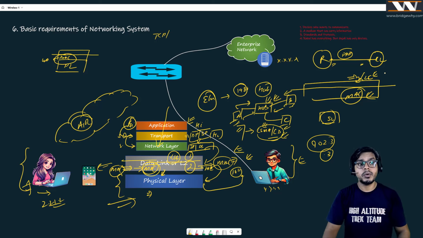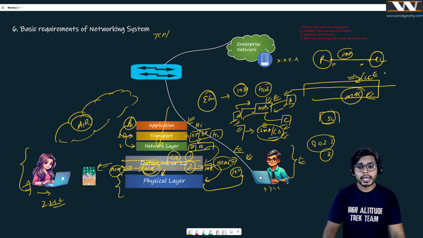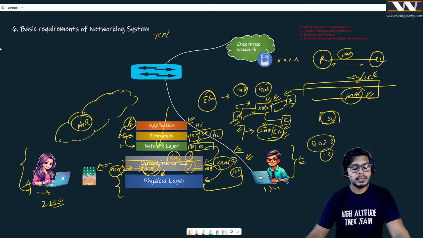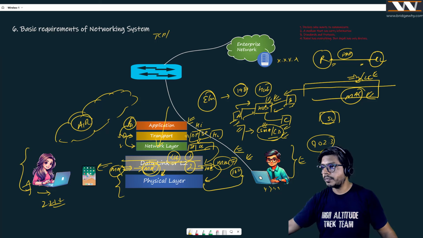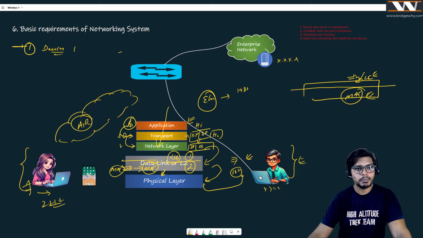Now, let's talk about the basic requirements of a networking system. What is the meaning of a networking system? If two devices want to talk to each other, what exactly do they need? Believe me, first thing first, if two devices want to communicate with each other, they need the devices themselves, right? If you do not have this laptop, and if you do not have the server, how are you going to communicate with each other? As simple as that.